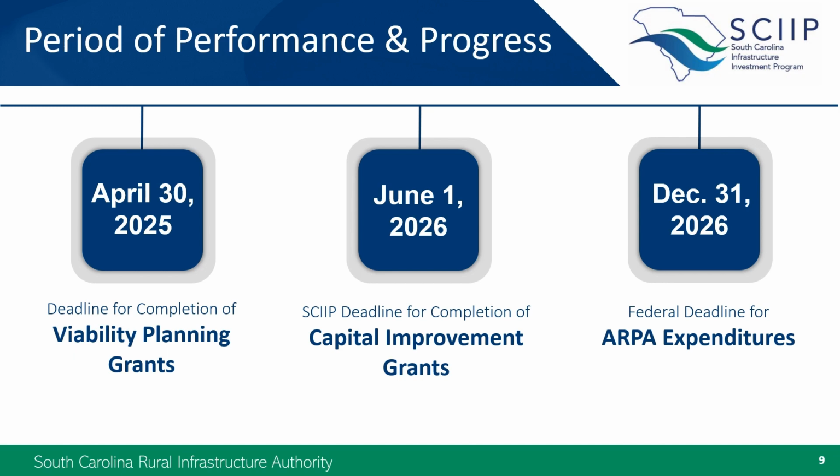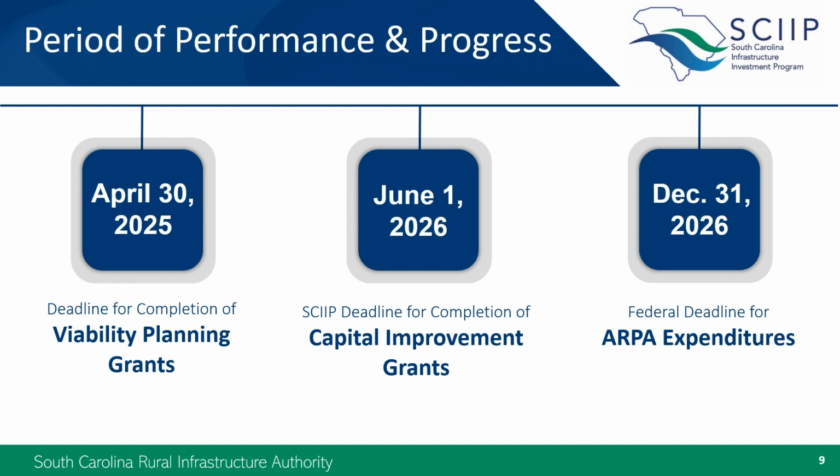Thus, each grantee must be able to implement projects in a timely manner in order for RIA to meet that expenditure deadline. While this may seem far off in the future, given the size and scope of many of the proposed SCIIP projects and the potential for a limited number of contractors available for this work, this federal deadline will be here before we know it.